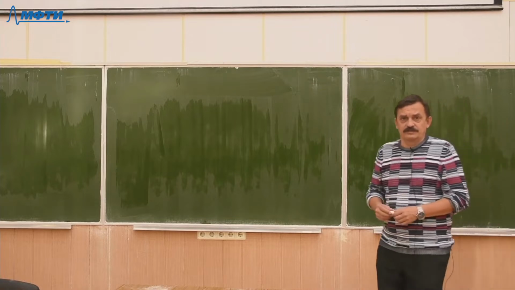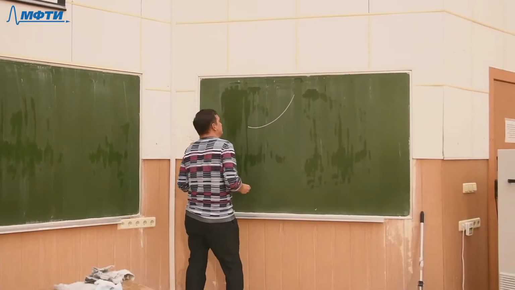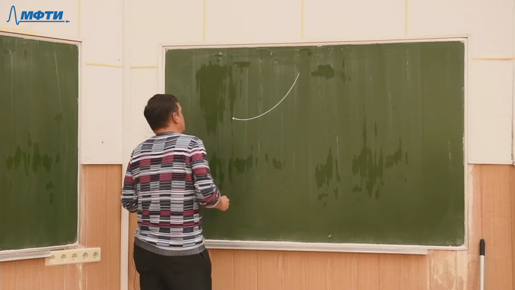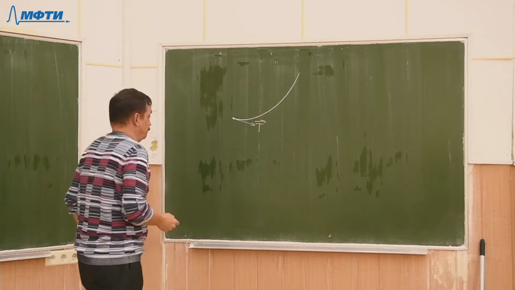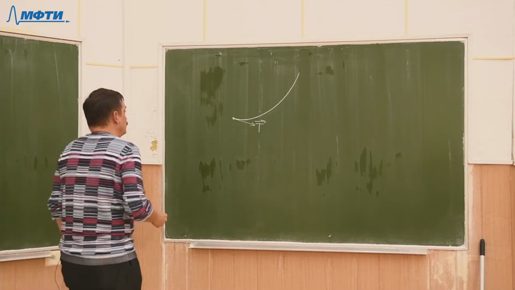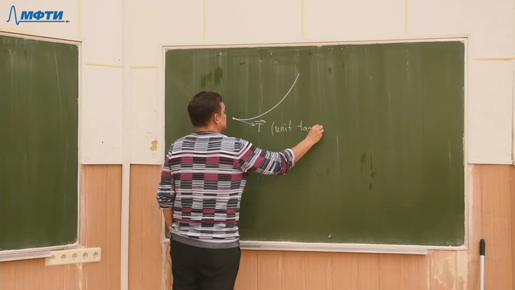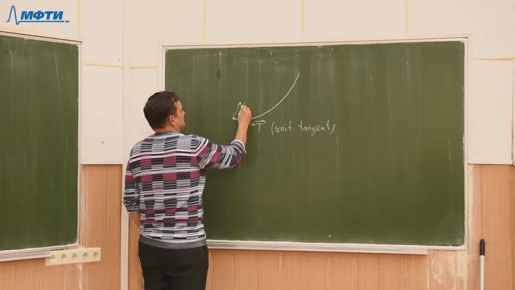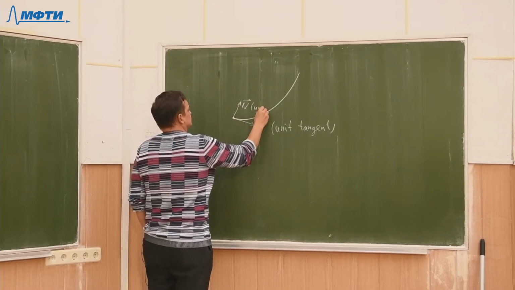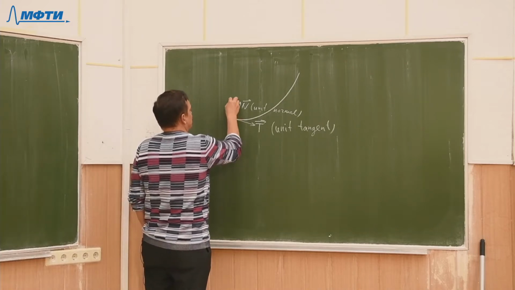Hello everybody, we continue, and let me recall, we consider a curve in R3 and we constructed three vectors which are related to the curve. So unit tangent vector, unit normal, and orthogonal to them is binormal.